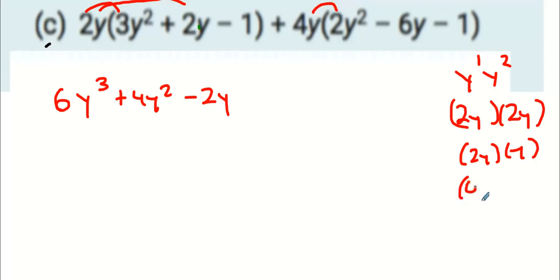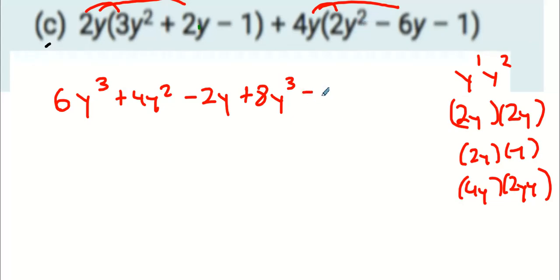Nearly. It's 4y by 2y by y. How many y's do you see? 3. So what is it? 8y cubed. 4y by minus 6y? Multiply, yeah. Minus 24y squared. This is a tough question. And then 4y by minus 1. Minus 4y.